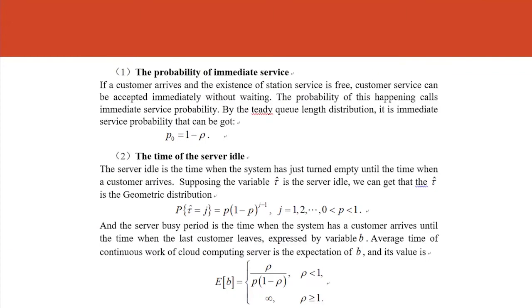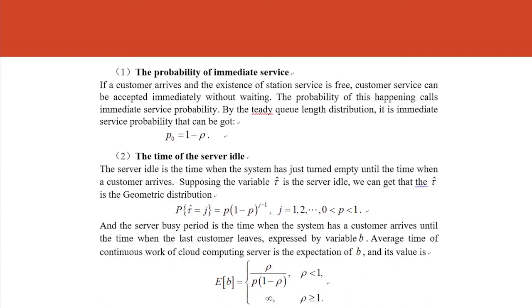We can get the following features to satisfy the SLA of cloud computing. One is the probability of immediate service. If a customer arrives and the station is free, the customer can be served immediately without waiting. The probability of this happening is called immediate service availability. By studying the queue length distribution, the immediate service probability we get is the following P0.